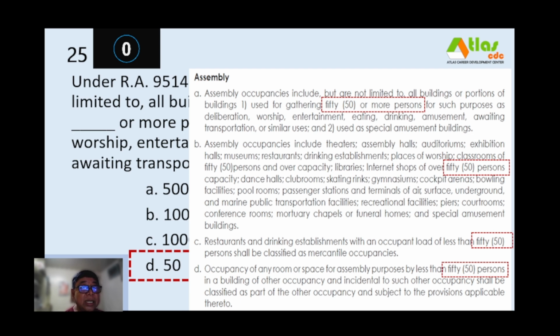Restaurants and drinking establishments with an occupant load of less than 50 persons also shall be classified as mercantile occupancies kapag less than 50, no? At pati yung any room or space for assembly purposes less than 50 persons shall be classified, no, doon sa occupancy nila.